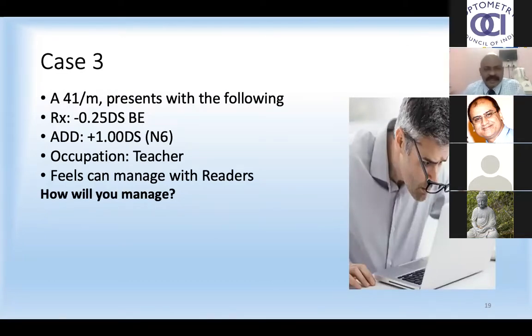Okay, this is a case of a 41-year-old male, and he presents with the following complaint. So the prescription is only minus 0.25 for distance, and the addition is around plus one. The occupation of this person is teacher, and he feels he can manage with ready-made readers, right? Now, all other parameters for this patient are correct.